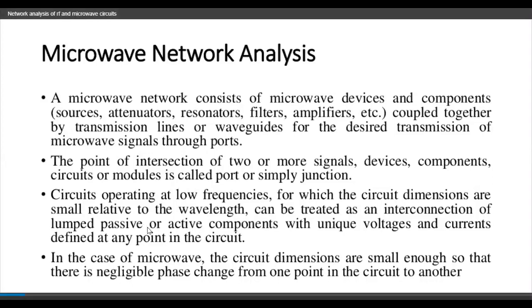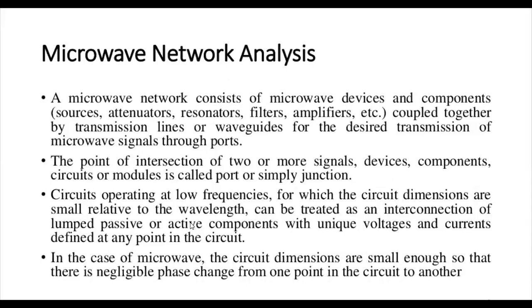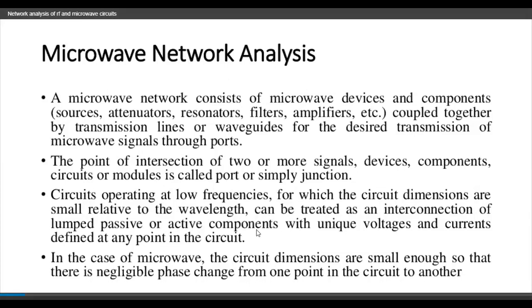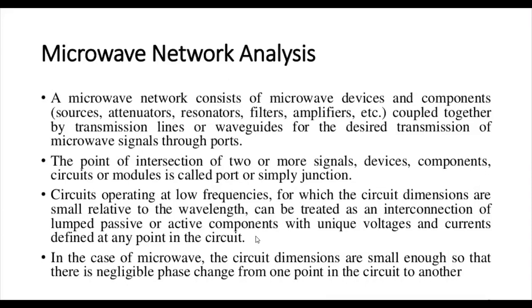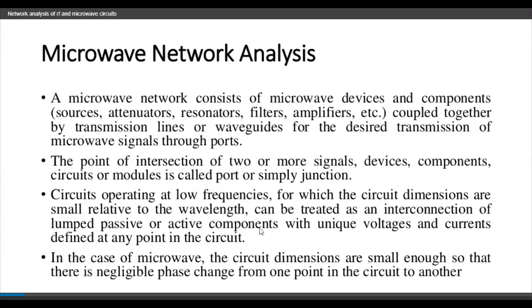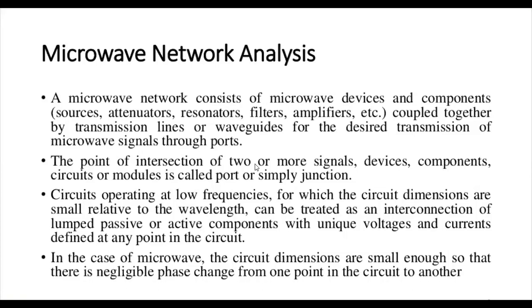So passive devices, you can consider the resistor, inductor, capacitors. For active devices, you can consider your operational amplifier, transistors, where your passive devices also come into effect. So these combinations of active and passive components, which will have unique voltages and current, for that there will be a particular point in the circuit which will be defined for operating at low frequencies. Now again, coming to the next case, when you consider microwave frequencies. In the microwave frequencies, the physical length of the component or line is comparable to or much larger than the wavelength.